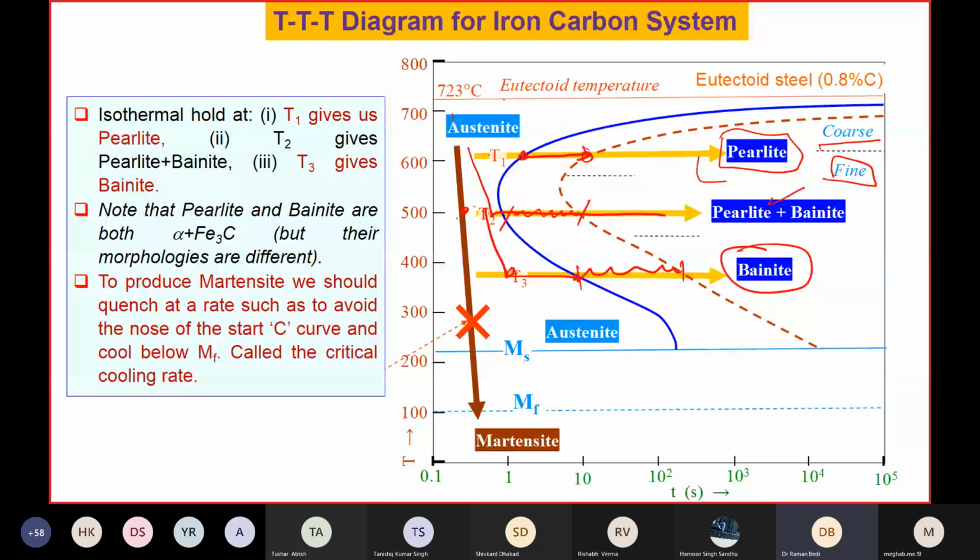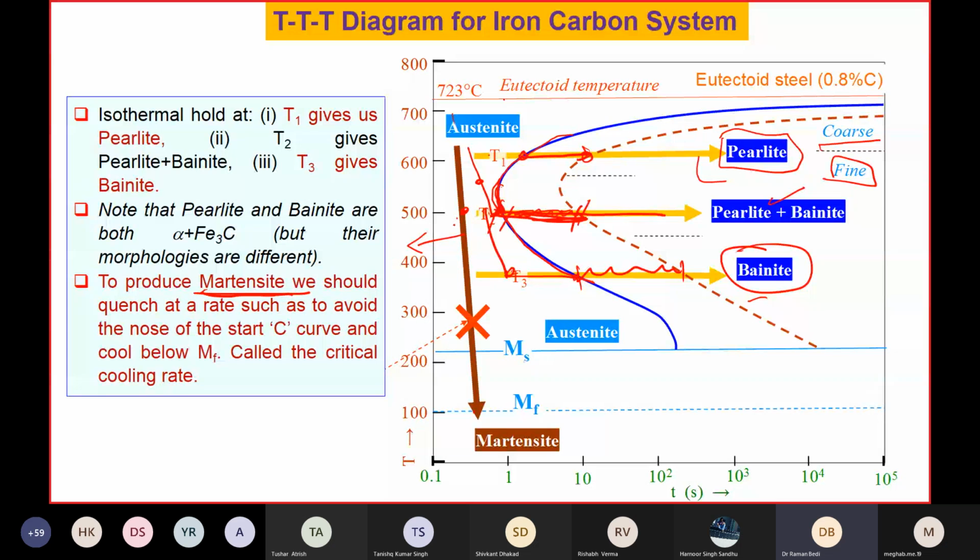But if you follow a very fast cooling rate, this curve, and you avoid this region, which is called the nose of the C curve, because here transformation is not happening. Transformation will happen once you touch this curve, the C curve or transformation line, and then the transformation will happen. If you are able to avoid touching the nose of the C curve by cooling very fast, you do not produce pearlite, you do not produce bainite, but you produce what we call martensite.